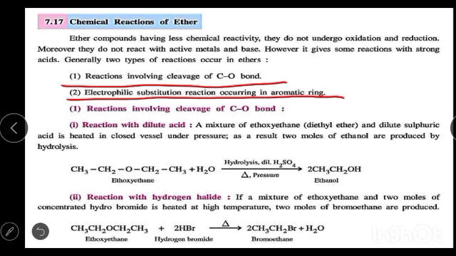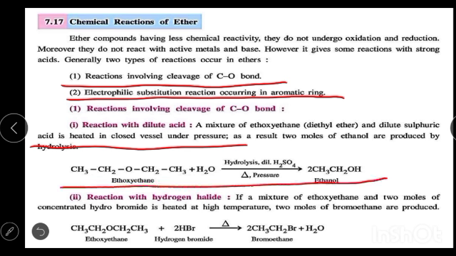A mixture of ethoxyethane, that is diethyl ether, and dilute sulfuric acid is heated in a closed vessel under pressure. So this is the drastic condition: heat and a closed vessel under pressure. This will produce alcohol. So from ether we can produce alcohol. This is one type of reaction, where this C-O bond will break, then OH will attach here.